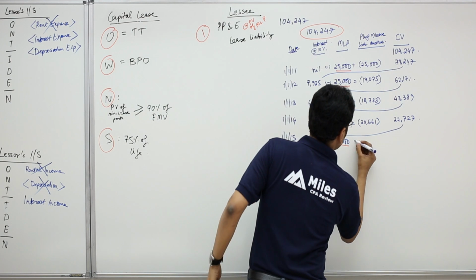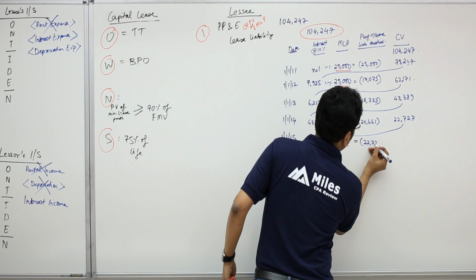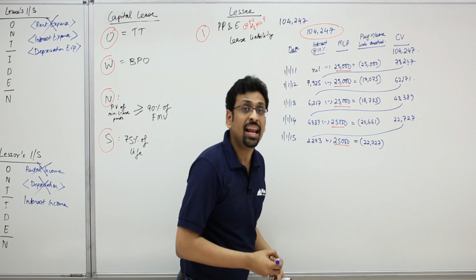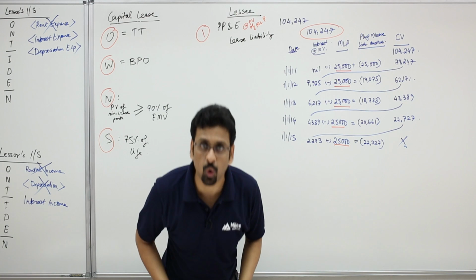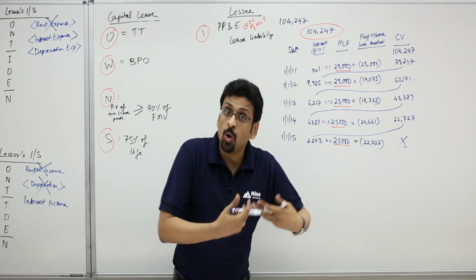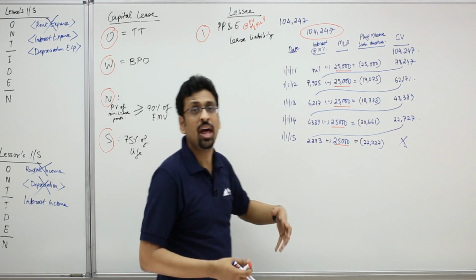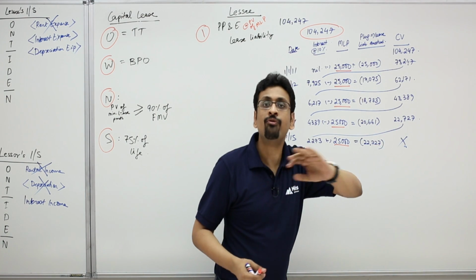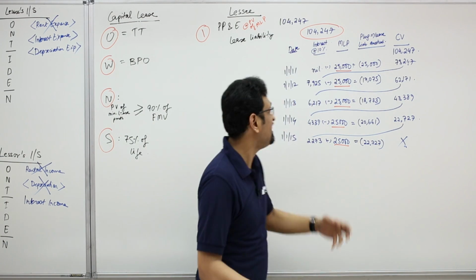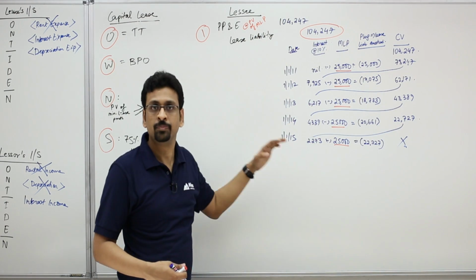So the remaining 22,727 is the lease liability amortization, such that the lease liability becomes zero, because there are no more lease payments that the lessee would have to pay to the lessor. That's the end of story. Lease liability finished. So guys, that's your amortization schedule.